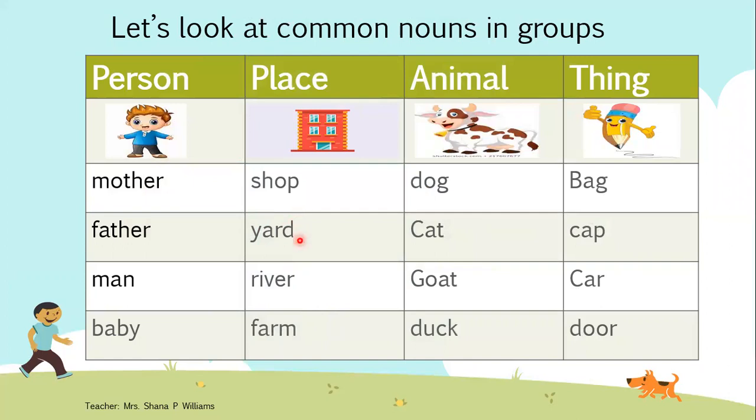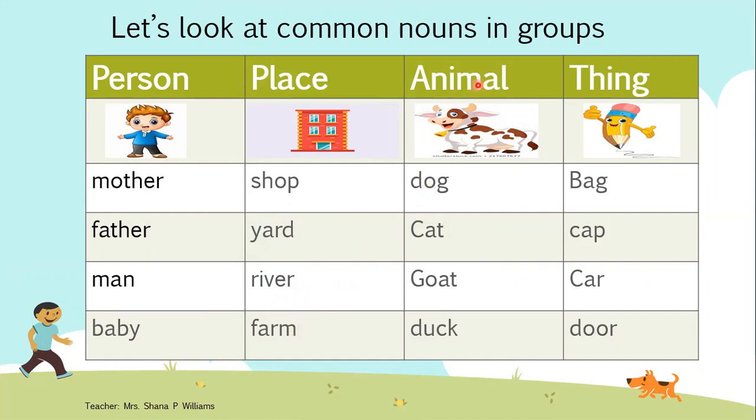Whose yard? It could be anybody's, right? Any yard. We know that we are most likely to have grass in a yard. So where is the grass? In a yard. Whose yard? Could be anyone's yard. All right, river. It could be any river. Farm. It could be any farm.